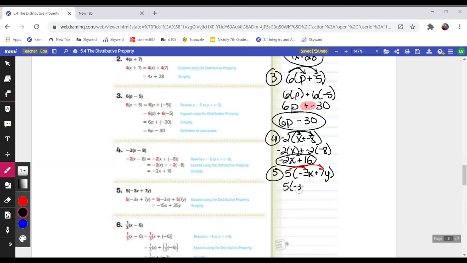So 5 times negative 3x plus 5 times 7y. 5 times negative 3x is a negative 15x, plus 5 times 7y is a 35y.